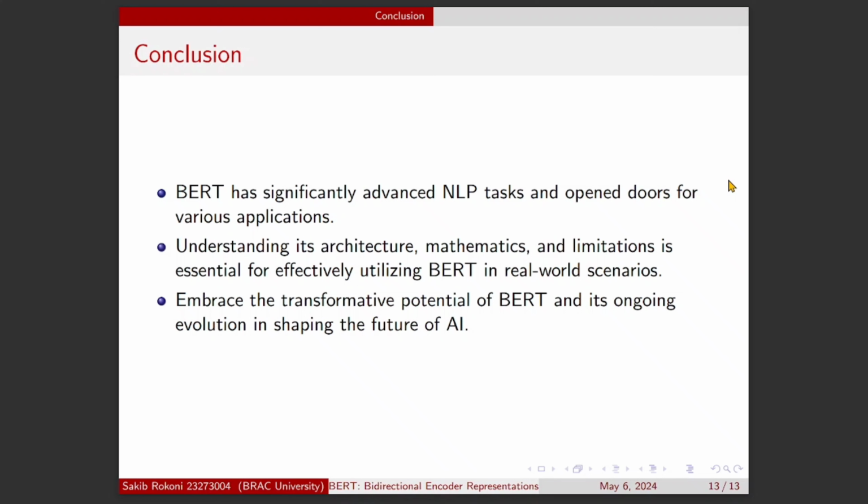However, the further development of BERT comes with ethical considerations that must be carefully addressed. These include issues related to bias and fairness, privacy, misuse, accessibility, transparency, environmental impact, and regulatory compliance. Efforts to mitigate these concerns are crucial for promoting responsible and ethical use of BERT and similar language models. Embrace the transformative potential of BERT and its ongoing evolution in shaping the AI of the future.